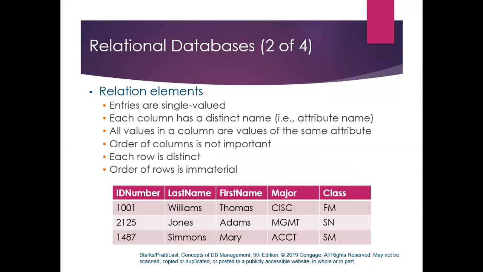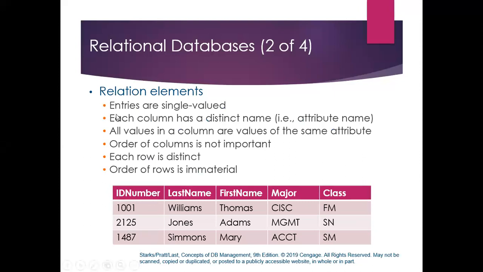In order for a table to become a relation, it must possess certain characteristics or elements. Each cell holds a single value. In other words, the entries in the table are single valued. Each column has a distinct name, that is, an attribute name. No two columns should have the same name.